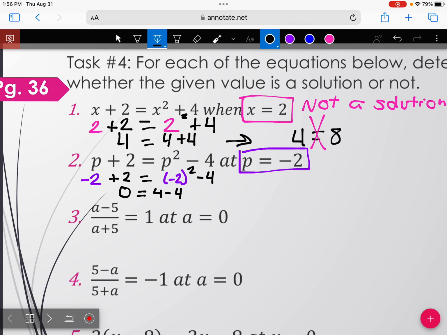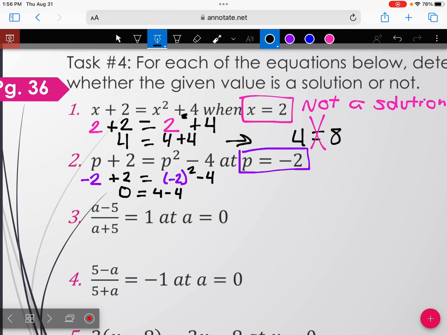Is that supposed to be negative 2 squared? Because it doesn't say it. Doesn't say it on your book, or it doesn't say it on mine? No, it says like p squared. P squared. I substituted in my negative 2. Oh, yeah. Yeah, there we go. Okay. You see it?